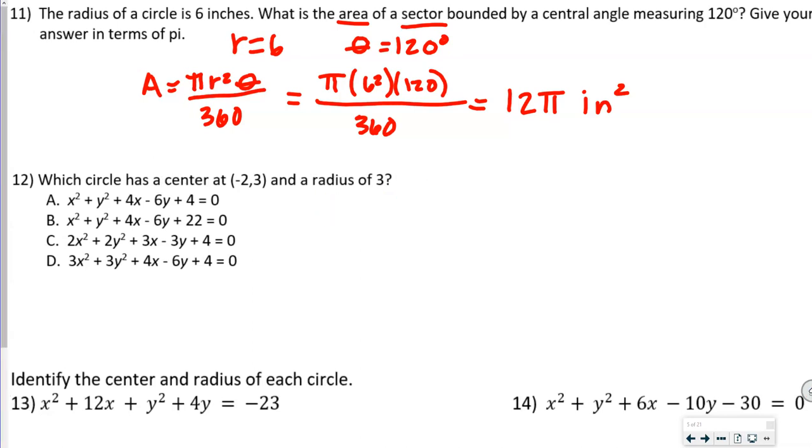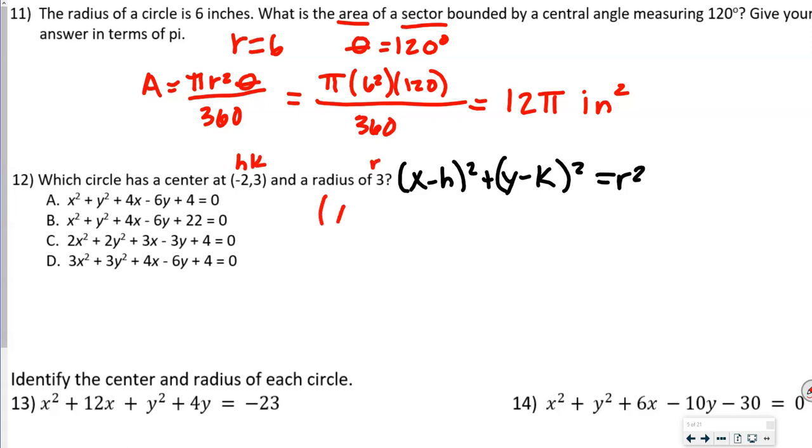So number 12 says which circle has a center of -2, 3, and a radius of 3. So I'm going to put this in the equation of a circle, x minus h squared plus y minus k squared equals r squared, knowing that this is my h and this is my k because it's the center, and this is my r, okay? So we're going to put it in there. So it's going to be x plus 2 because it's minus a minus, squared, plus y minus 3 squared equals 3 squared, which is 9, okay?